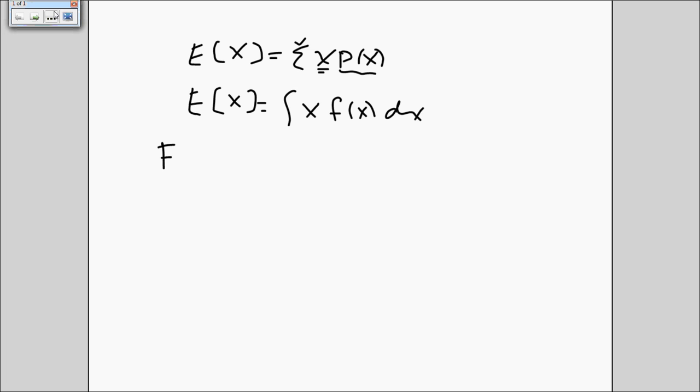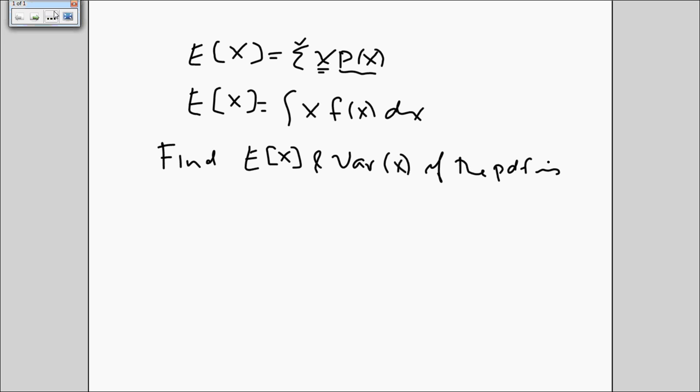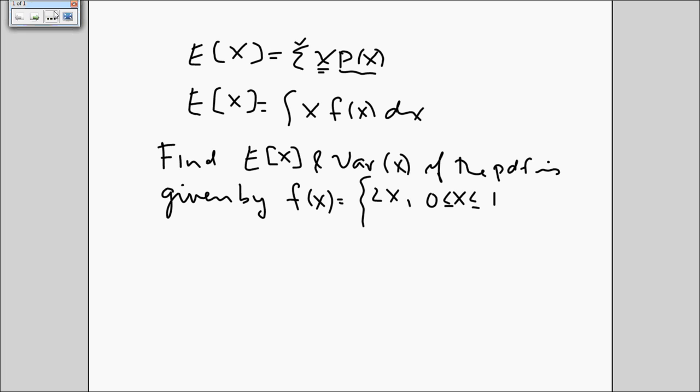So, here's a nice problem. Find E of X and the variance of X if the PDF is given by this function. It is given by f of x equals 2x if x is between 0 and 1, and it's 0 otherwise.